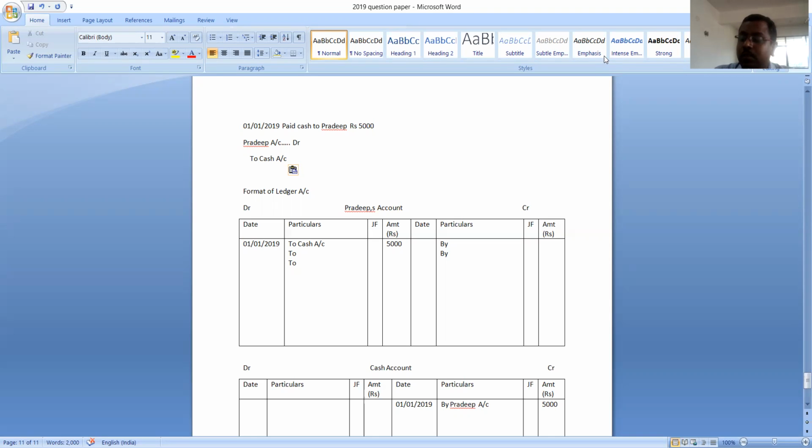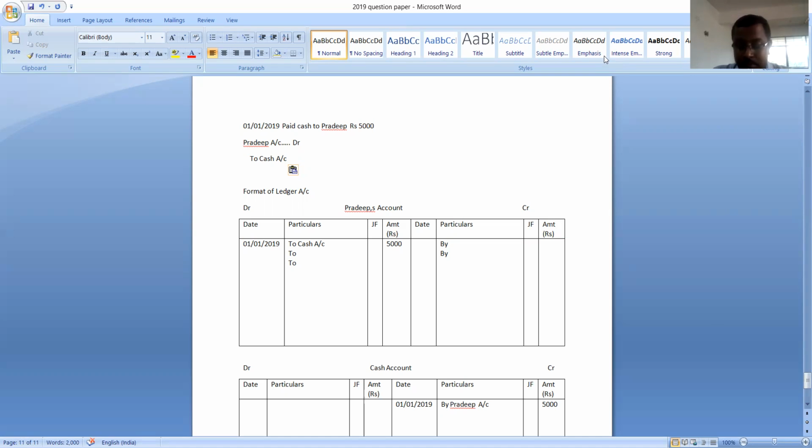Now, from the point of view of examination, a very important question is what is the difference between journal and ledger. And as far as problems are concerned, they are going to ask us one problem for 5 marks, that is preparation of personal ledger account.